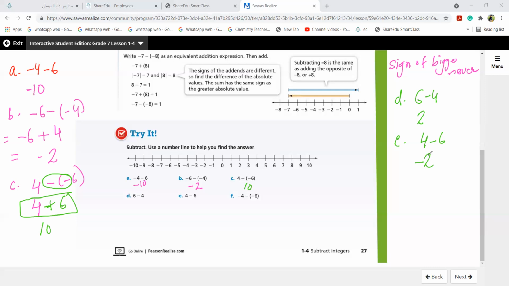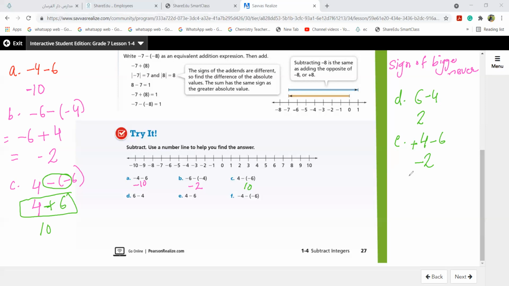Miss, I didn't understand it. What is 4? If there is nothing here, that means it is positive 4. Positive and negative, you need to subtract. I subtract, I got 2. I take the value of the bigger number, the sign of the bigger number. What is the sign of 6? Negative. So negative 2 is your answer. Now did you get it?